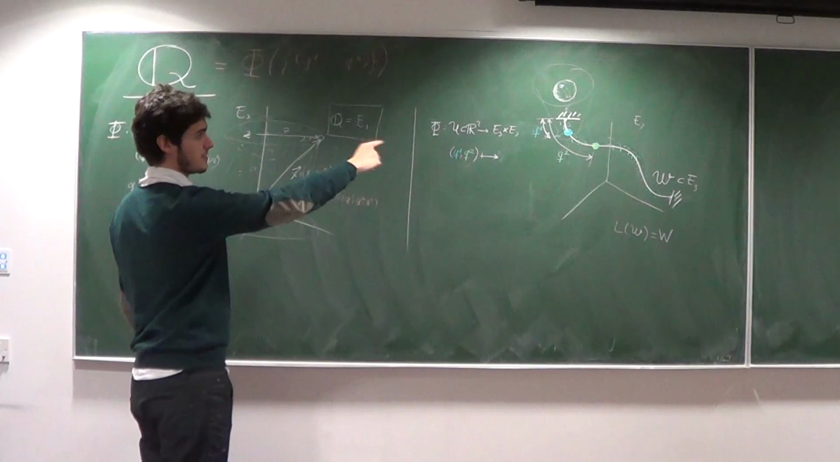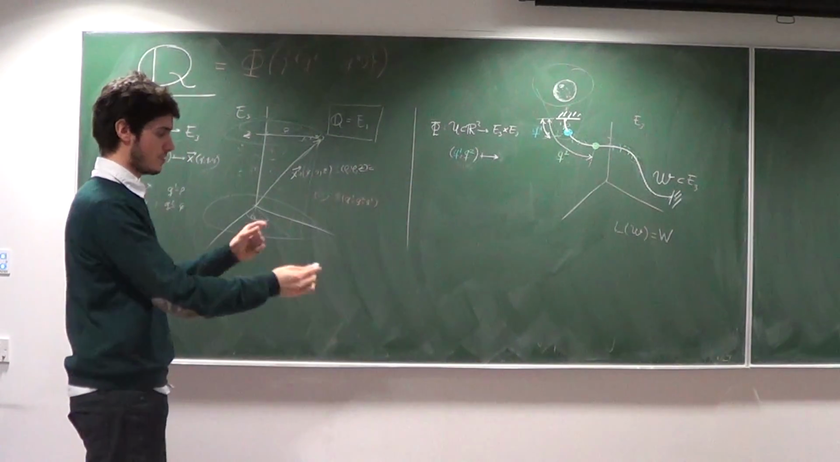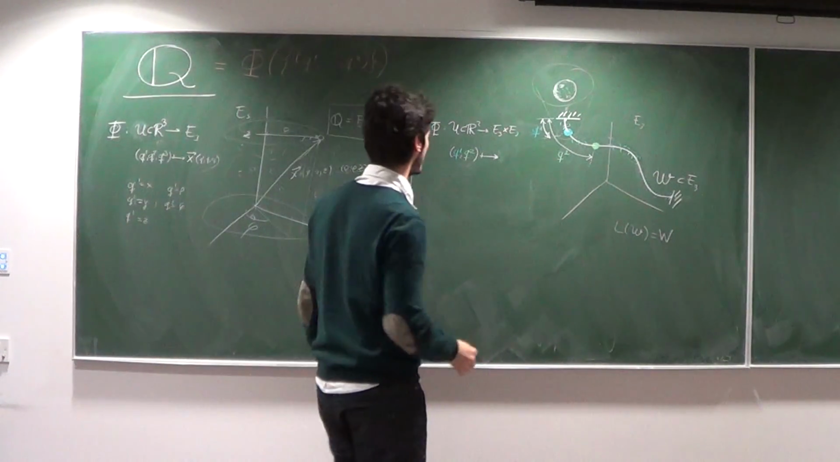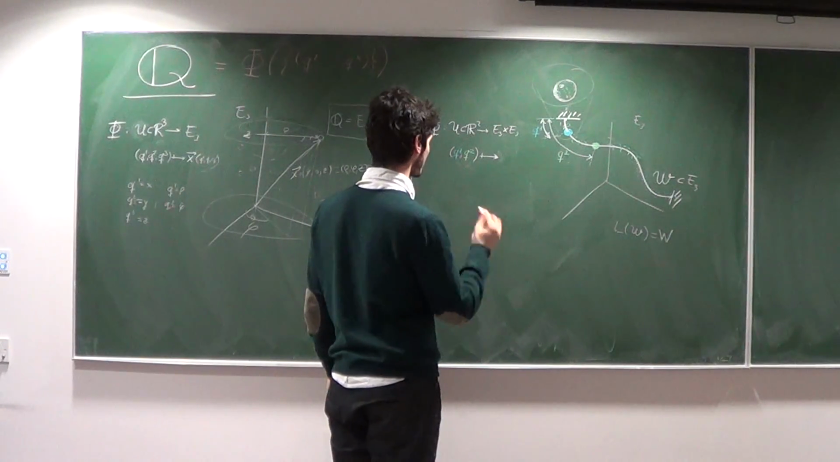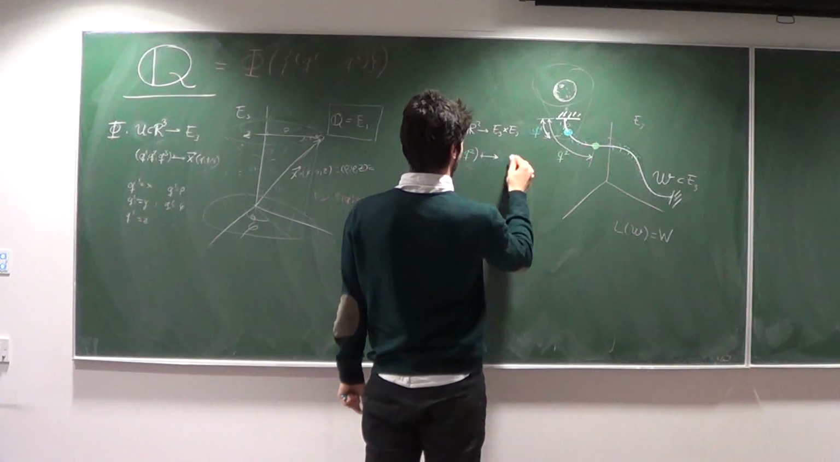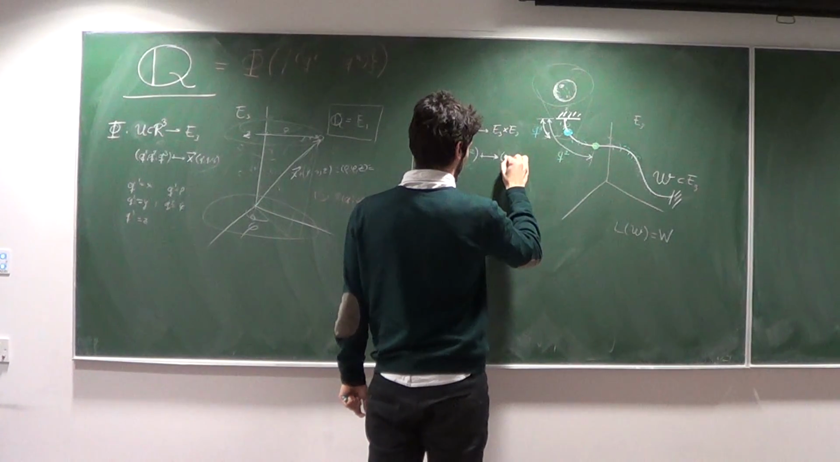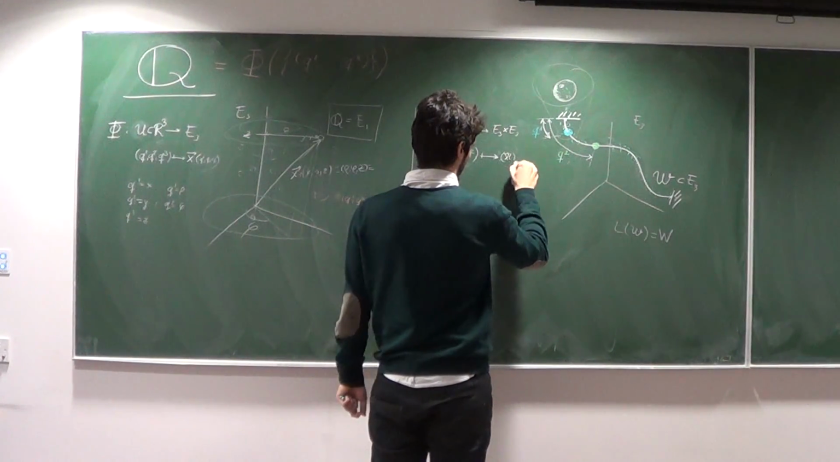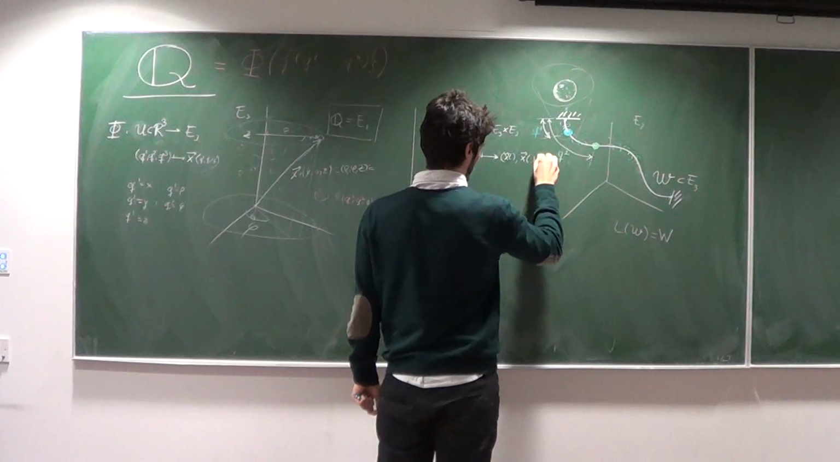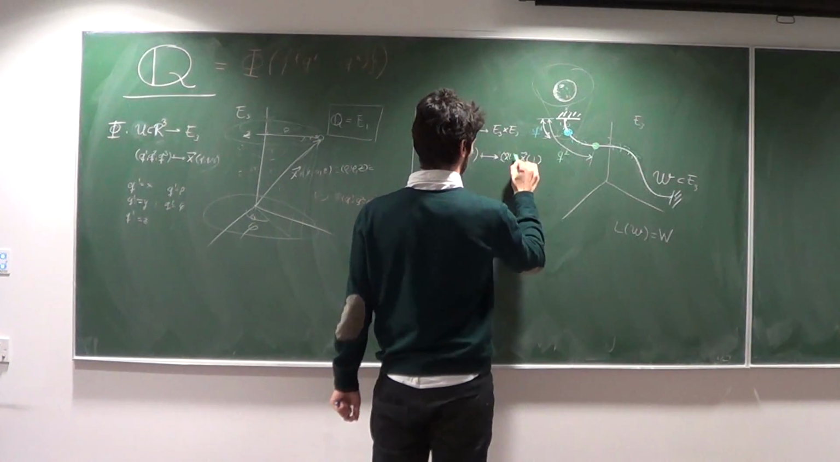If we take the general case in which one particle is described by one E3, two particles are described by the Cartesian product. And the Cartesian product is just all the combinations between the two, right? So it gets mapped to the position of the first one and the position of the second one, okay?